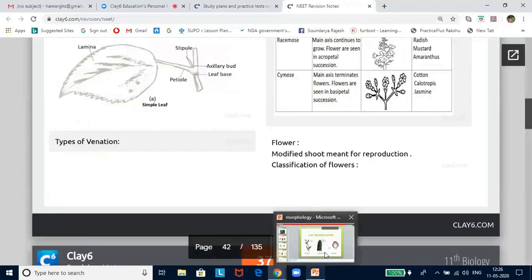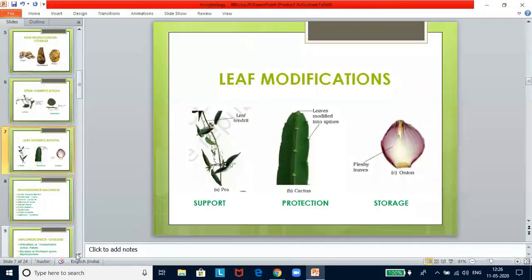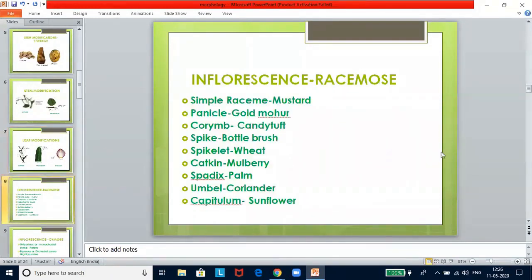Now, this inflorescence, what we have looked at, they have given only these two. But since we have looked into the question papers and what kind of questions have been asked, I have put some slides. I will give you time. You don't have to get into the details about this, but please make a note of the type of inflorescence with examples. Examples: simple raceme, mustard; panicle, gold mohur; corymb, candytuft; spike, bottle brush; spikelet, wheat; catkin, mulberry; spadix, palm; umbel, coriander; capitulum, sunflower.